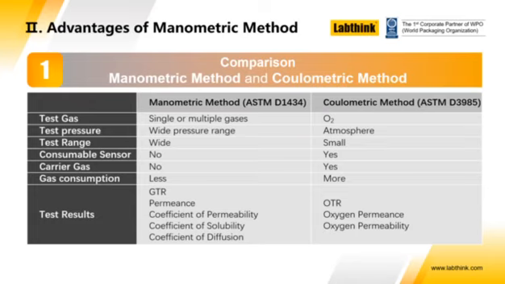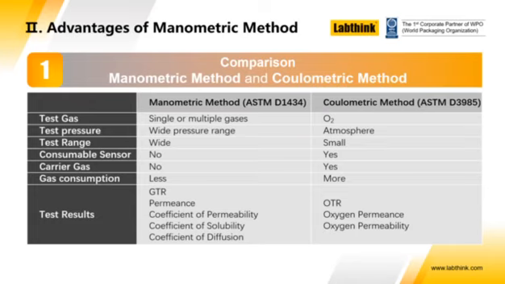And the significance of these is that these measurements or these results are related to the actual chemical or physical properties of the sample or the specimen, whereas the GTR and the OTR are related only to the results obtained from that specimen. The coefficients of permeability, solubility, and diffusion are related to the barrier properties of the material itself.